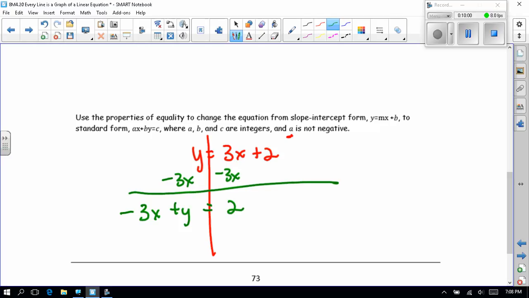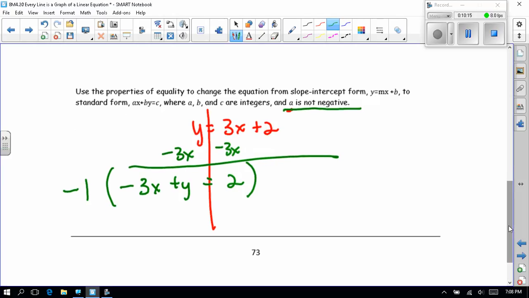But they say a cannot be negative. This would be in our a spot, right? Whatever's next to the x. So we need to multiply the entire thing by -1. Multiplying anything by 1 is not going to change the value of it. Multiplying by a -1 is going to change the sign. So we're going to do both sides of that. So -1 times -3 is going to be a positive 3x minus y equals -2.